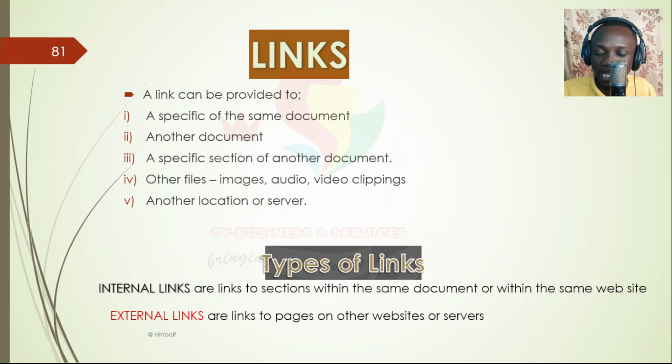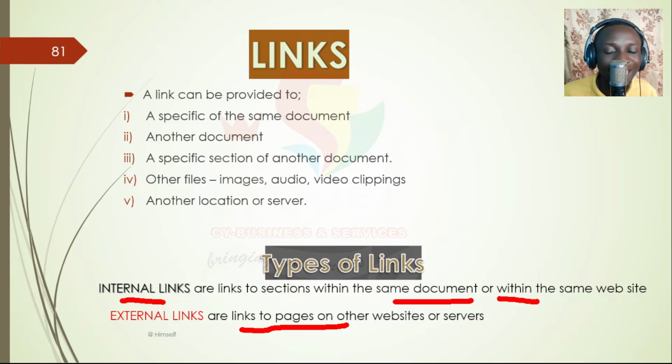There are 2 types of links, and the first one is called an internal link. The internal link means that you are moving between the same document. Your movement is within the same document. And then the external links are on different documents, or linking through pages on different websites. That is what we call the external links. So you can do an internal link, or you can do an external link.